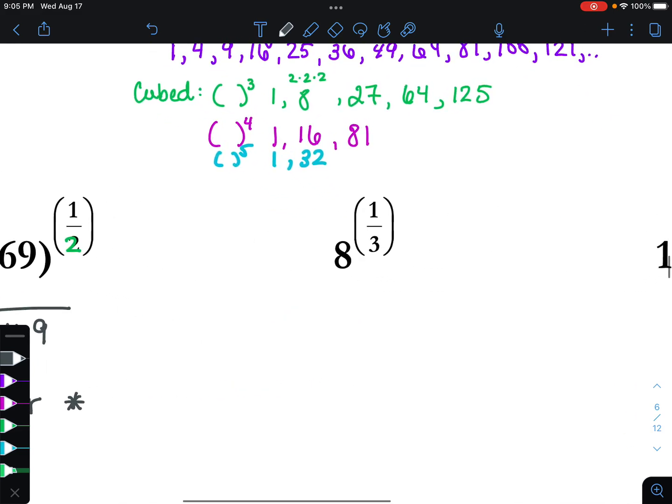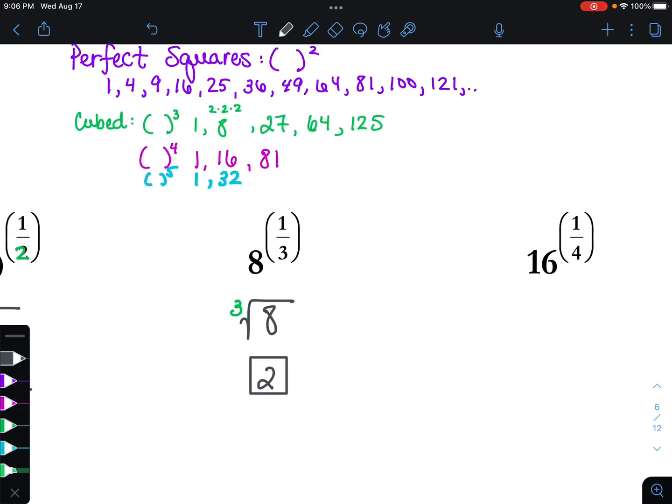We'll keep going. Here, notice we're going to have 8 to the first underneath, but that bottom coming out brings the 3 to our index. So this is the cube root of 8. So this is asking what number times itself 3 times equals 8. Now, if you know your perfect cube numbers, we know that the cube root of 8 is 2. So this equals 2. Right? So knowing these numbers that we listed above is going to be really helpful.